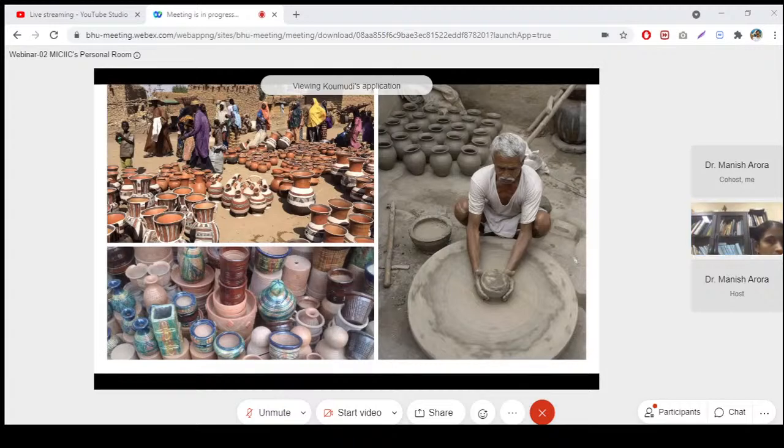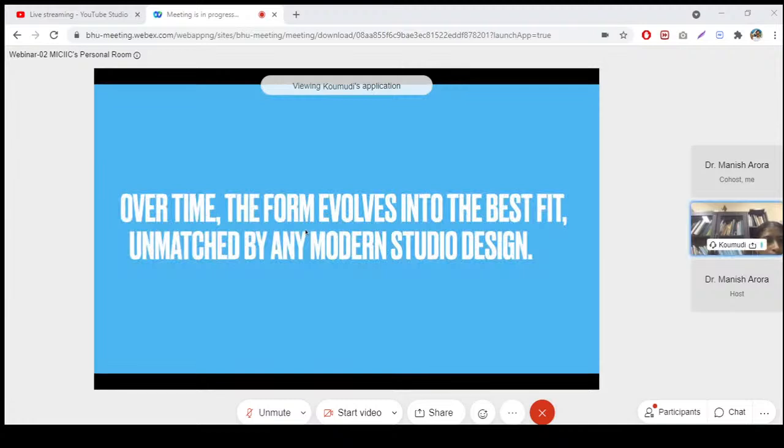Well, this special closeness of the designer and the form leads to constant improvisation to correct the smallest unsatisfactory detail. Each failure is corrected as soon as it occurs. Over time, the form evolves into the best fit, unmatched by any modern studio design.